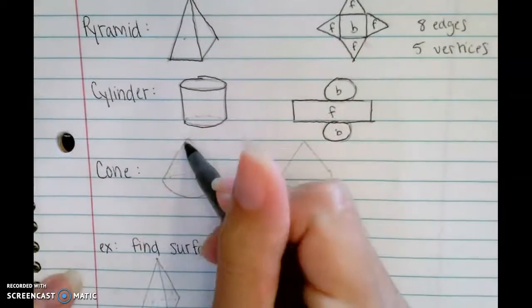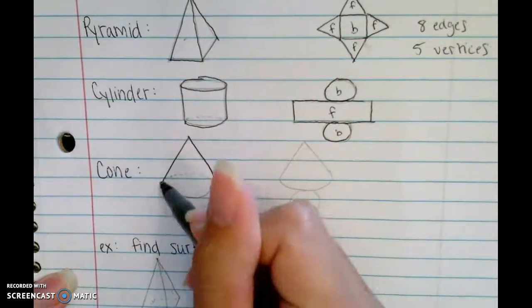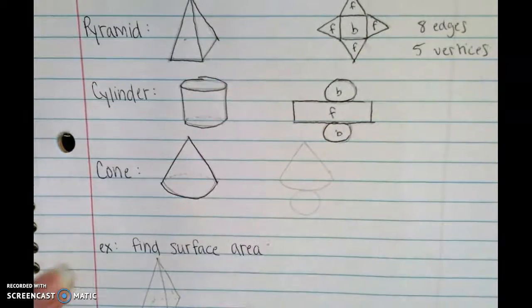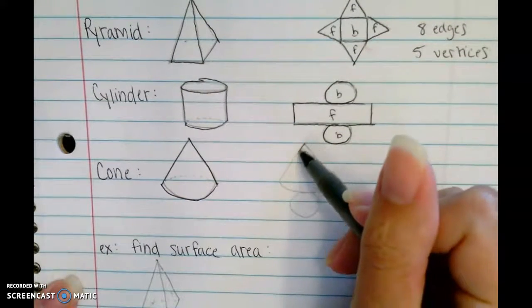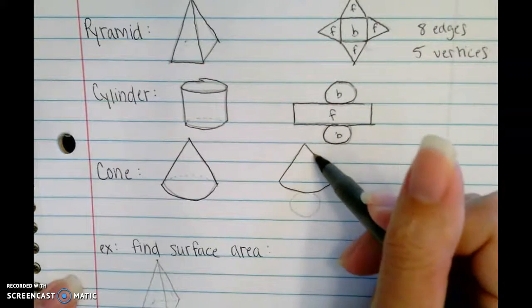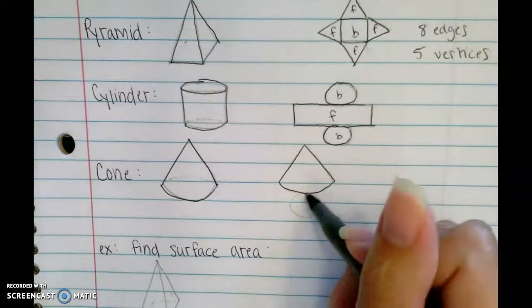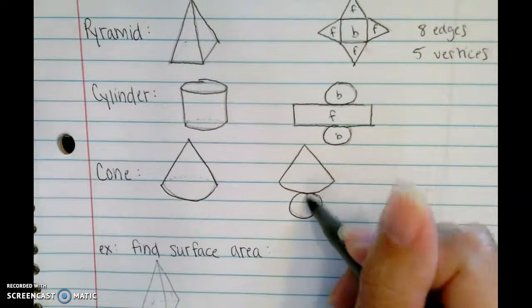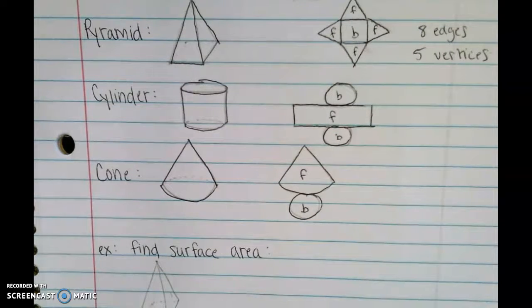The cone has a circular base. If you were to flatten this, it doesn't quite make a triangle. It is more like a pie or a pizza slice shape, but the base is a circle. So we have our base and we have our face. Again, since it's circular, there is no edges and there is no vertices.